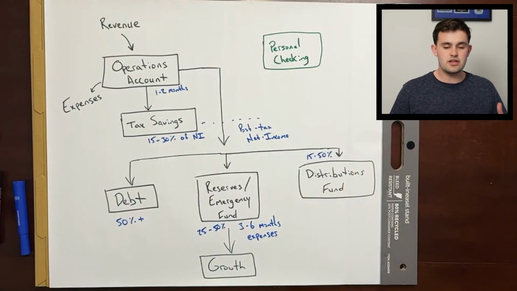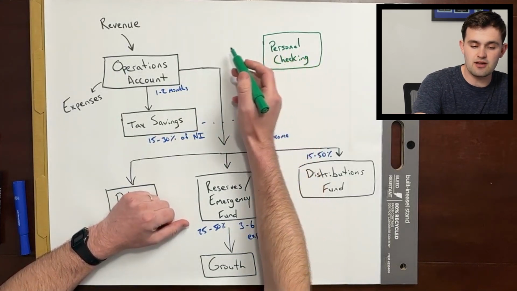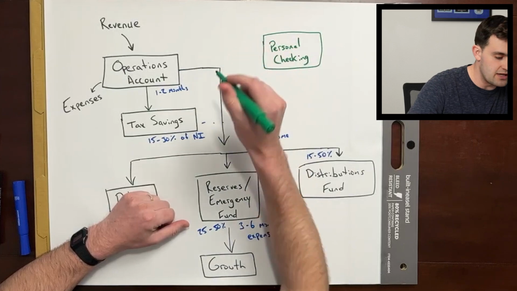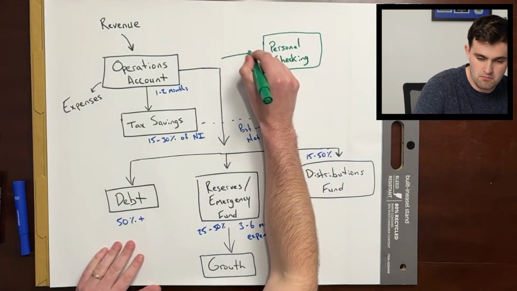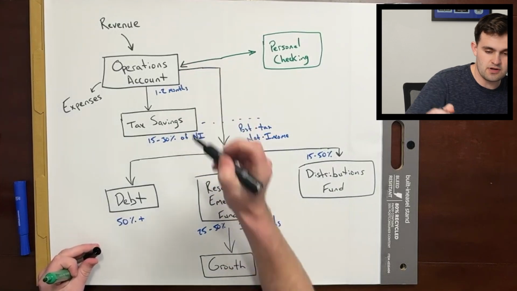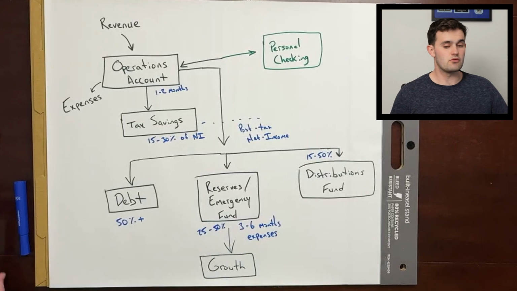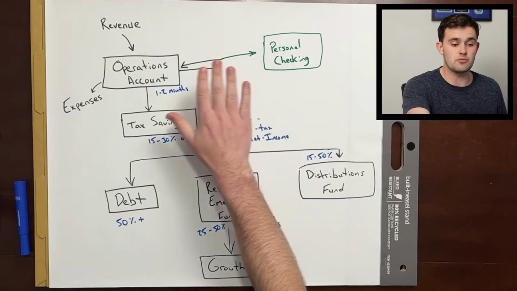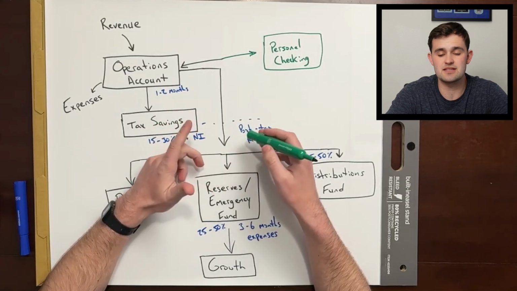And so money should only move between the operations account and personal checking and vice versa, right? And so the only flow of money should be from here to there, right? Those are the only two places where money should move, or the only way that money should move between your personal life and the business. That's really just to keep your bookkeeping simple and prevent messy financials.